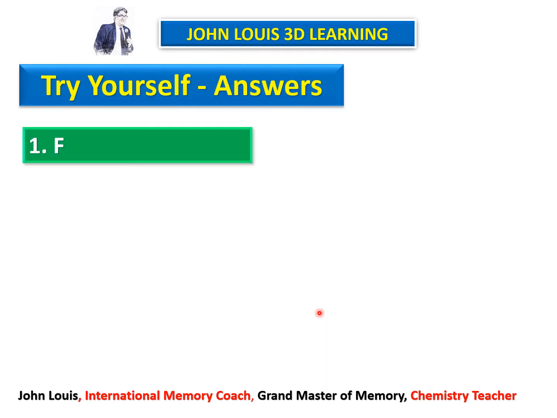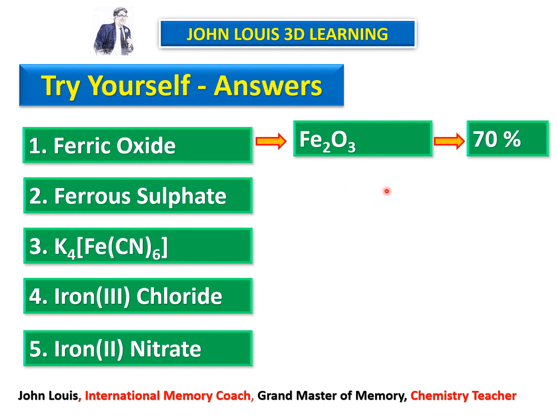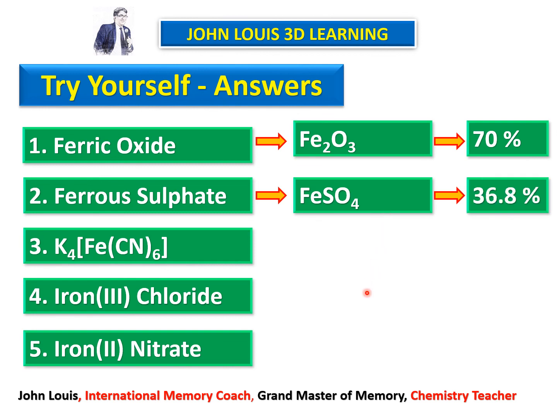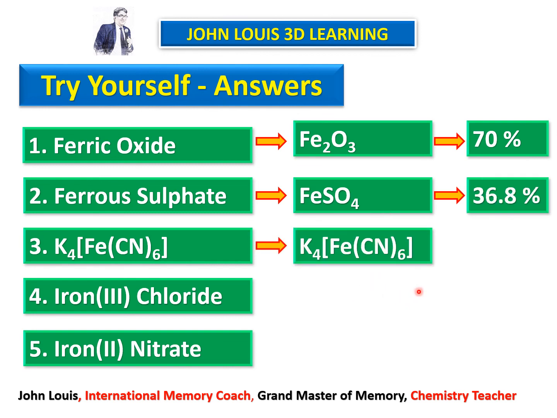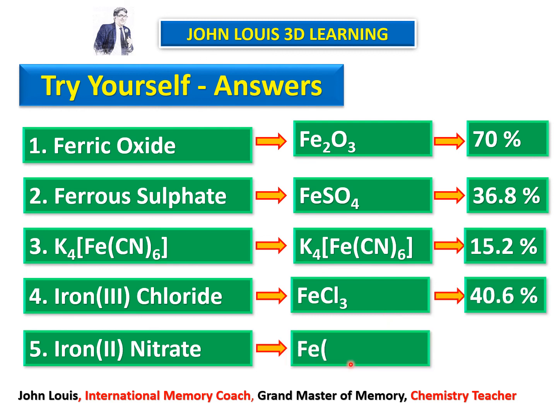Hope you have worked out and got 5 different answers for all the 5 sums. Okay, now what is the formula of ferric oxide? Fe2O3, in which the percentage of iron is 70. Ferrous sulfate is FeSO4, the percentage of iron is 36.8. For this one, the formula is already given, and the percentage of iron is 15.2 here. And this is ferric chloride, FeCl3. The percentage of iron here is 40.6. In iron 2 nitrate, Fe(NO3)2, the percentage of iron is 31.1%.